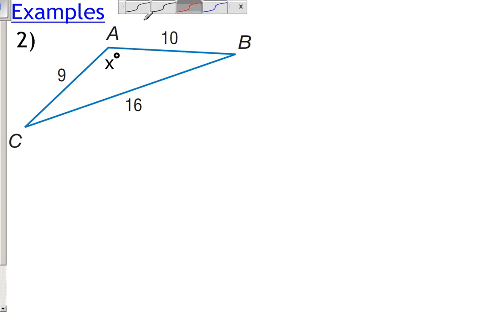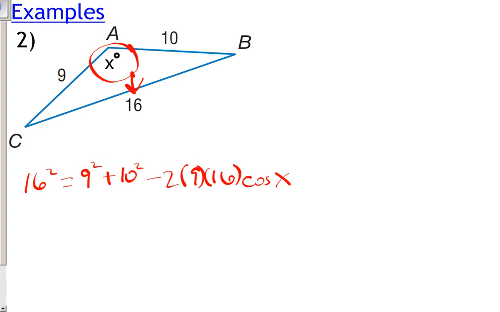So identify what angle you're working with. In this case, we're working with this angle right here, and then that's the side across from the angle we're working with. So we have 16 squared, across from the angle you're working with, equals 9 squared plus 10 squared minus 2 times 9 times 16, all times cosine x.